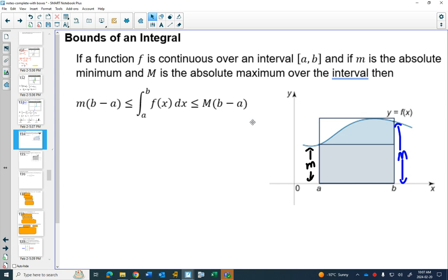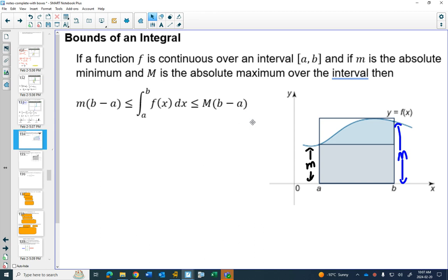Where if between A and B your function is smooth and continuous, you will have at least one point between A and B where you have a minimum, and at least one point between A and B where you have a maximum. Which theorem was that? That was our extreme value theorem. So, using our extreme value theorem, you could find your minimum, which we have as little m, and you can find your maximum, which we could call big M.